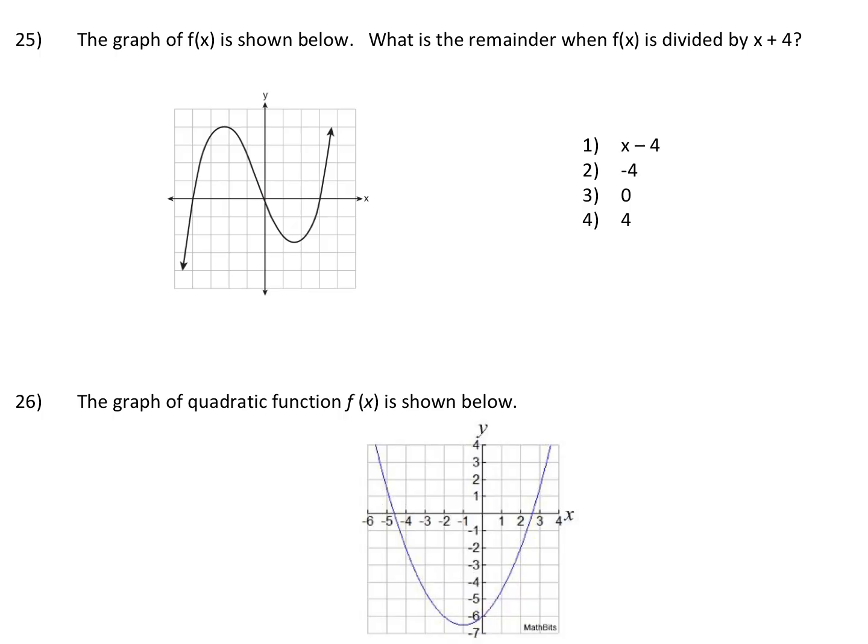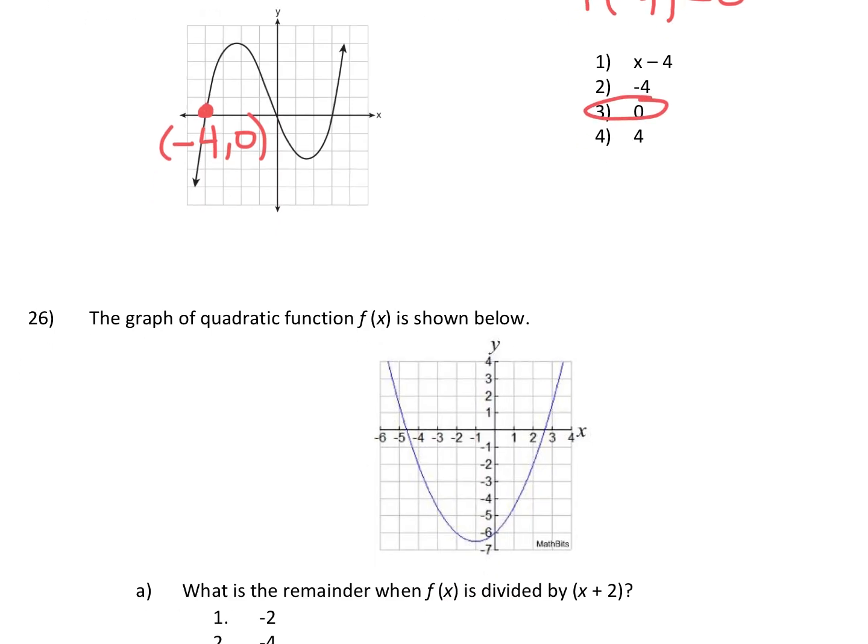So if we're dividing by x plus 4, we want to figure out what is f of negative 4. Well, negative 4 represents an x value. So we're going to go on the x-axis to negative 4 right here, and we want to know what is the y value when x is equal to negative 4. All right, so let's think about this. The coordinates of this point are negative 4, 0. So when x is equal to negative 4, isn't y equal to 0? Okay, so this is going to be equal to 0, which is choice 3.